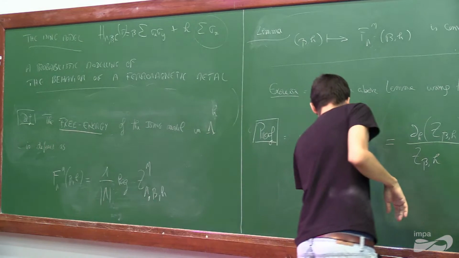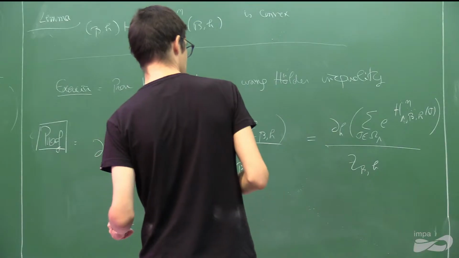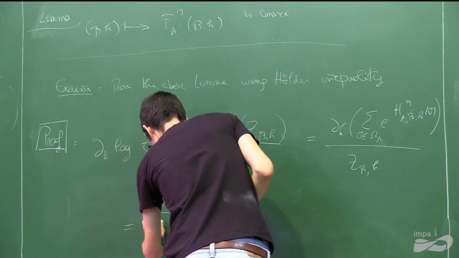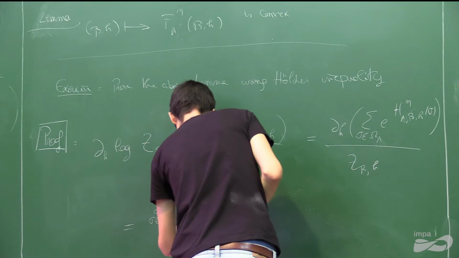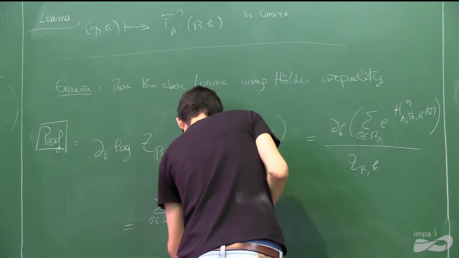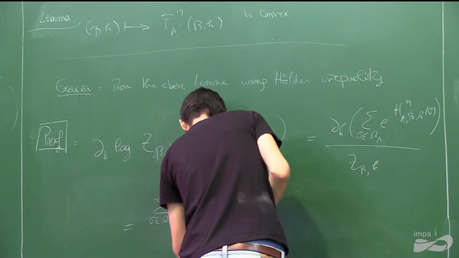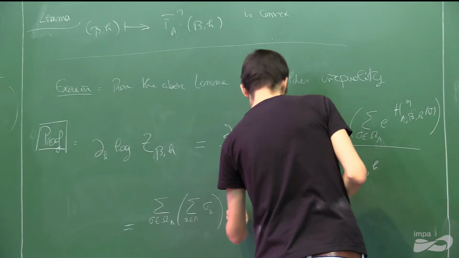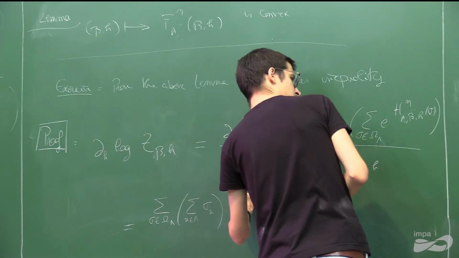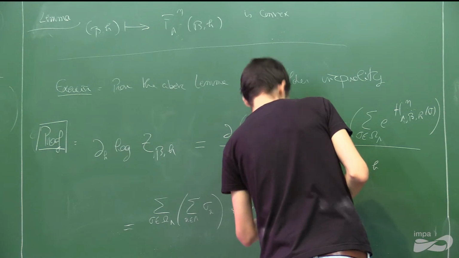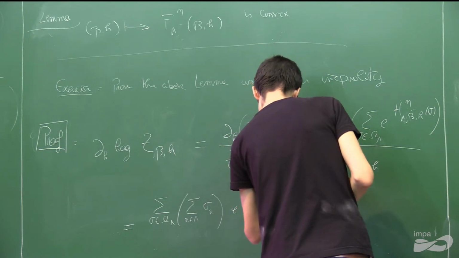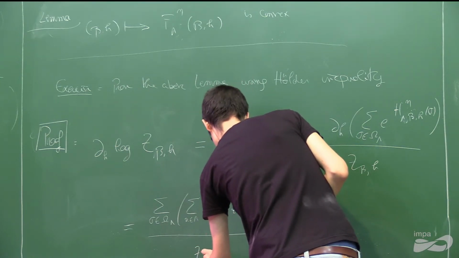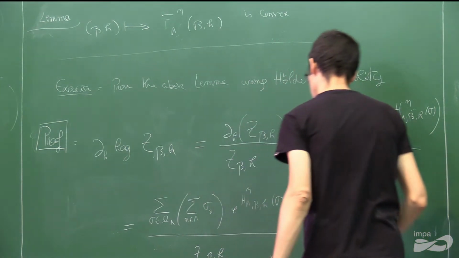Okay, so what we get is the sum over sigma in omega lambda, the sum over x in lambda of sigma x, and then I get exponential of lambda beta h, and then I get my partition function there.